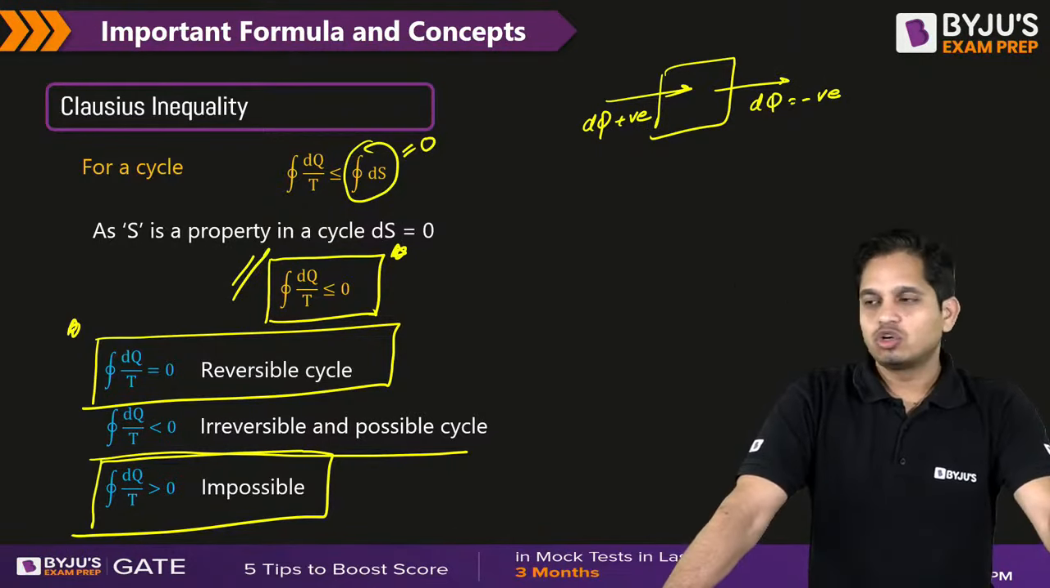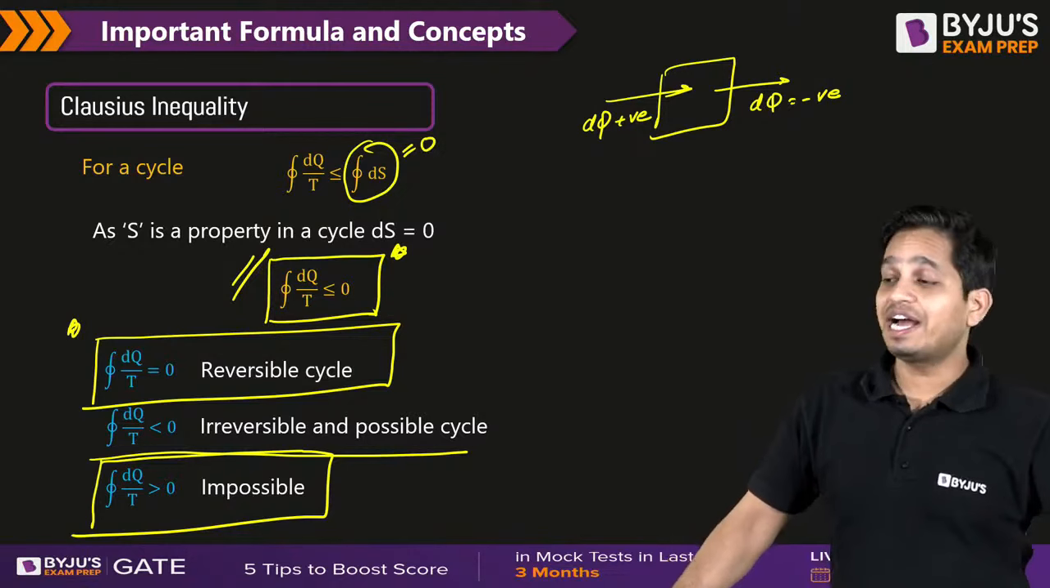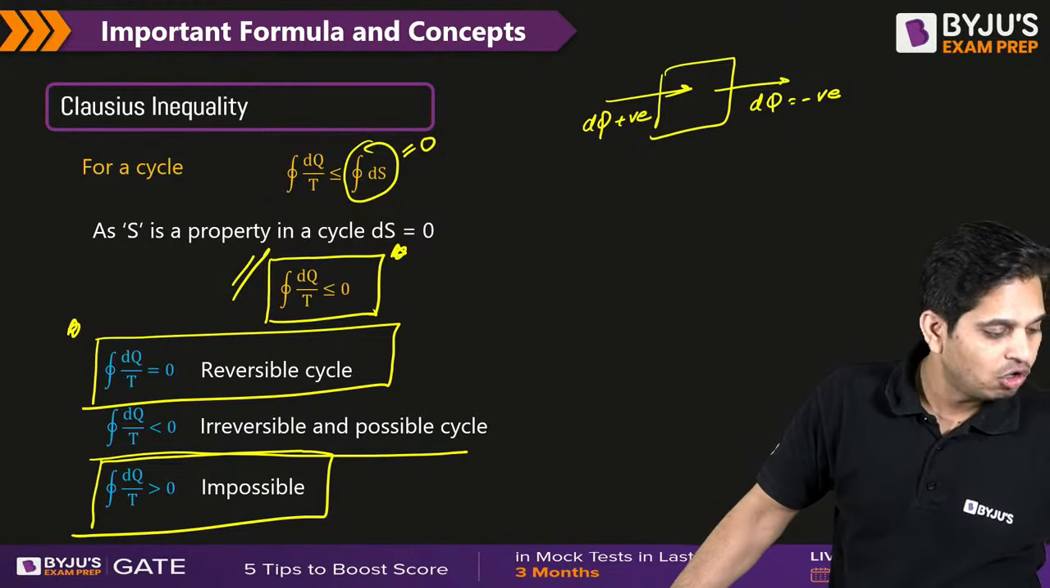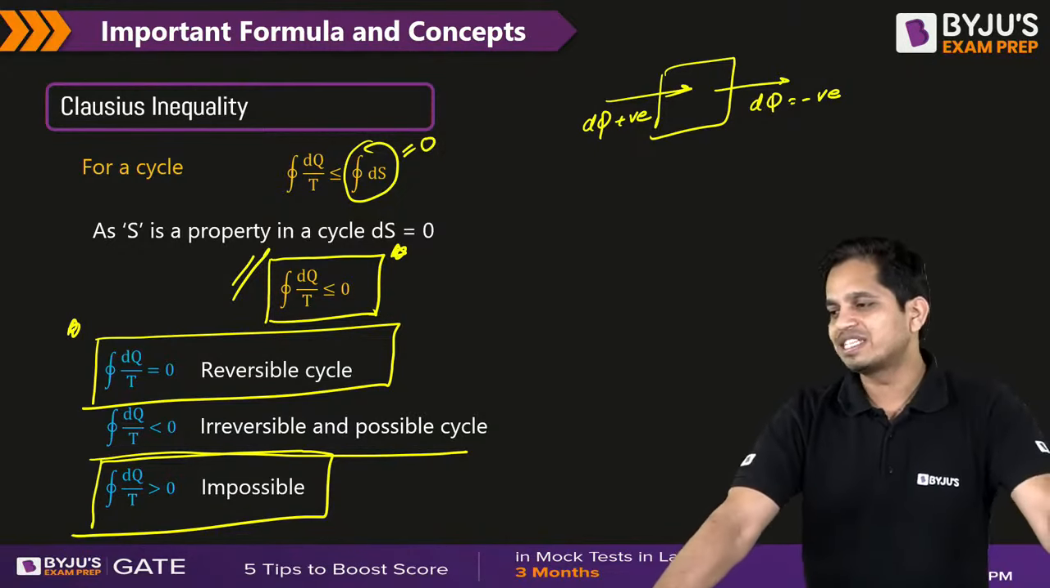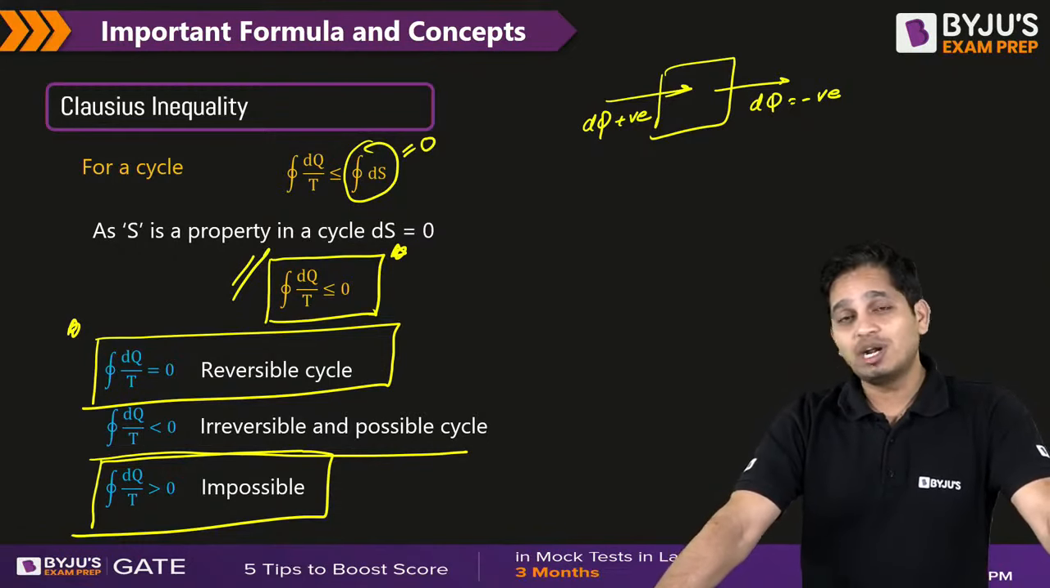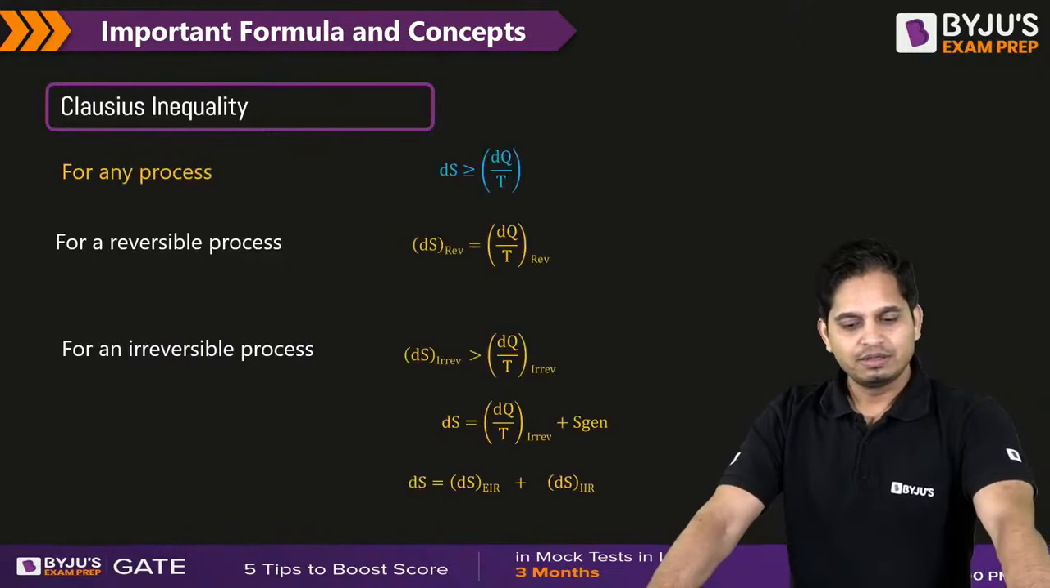So if the cyclic integral of dq by t is greater than 0, then there is no point in discussing. That device is not possible.